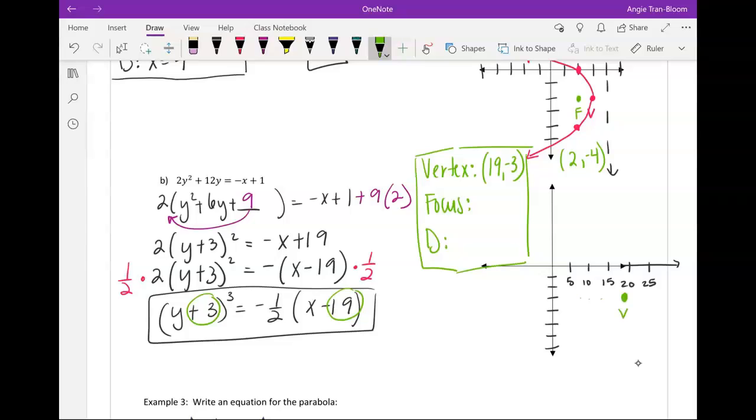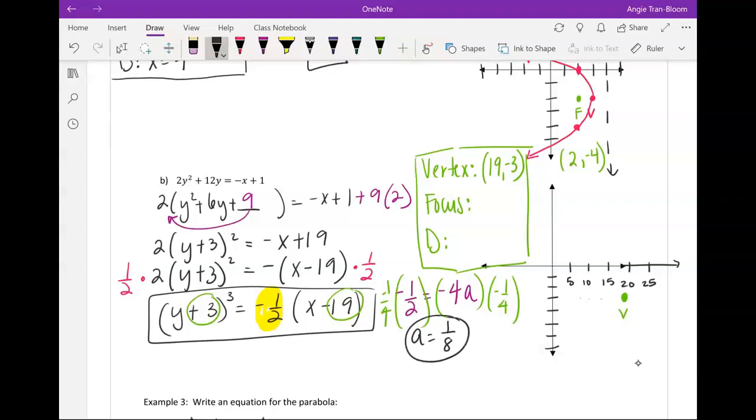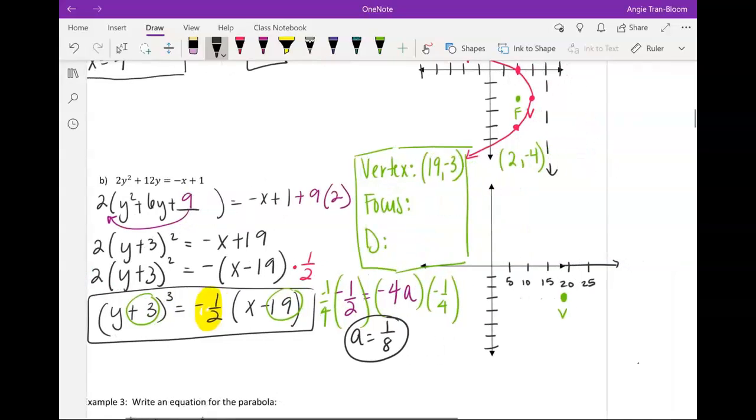Next, I need to find an a value for us to even find the focus and the directrix. Are you ready? A value, well, we know that it opens to the left because of the negative 1/2. See this right here? We are going to take negative 1/2 and set it equal to negative 4a. To get rid of negative 4, we will multiply by negative 1/4. So a will come out to be, super tiny, isn't it? A is 1/8. So that means we are going to eyeball 1/8.